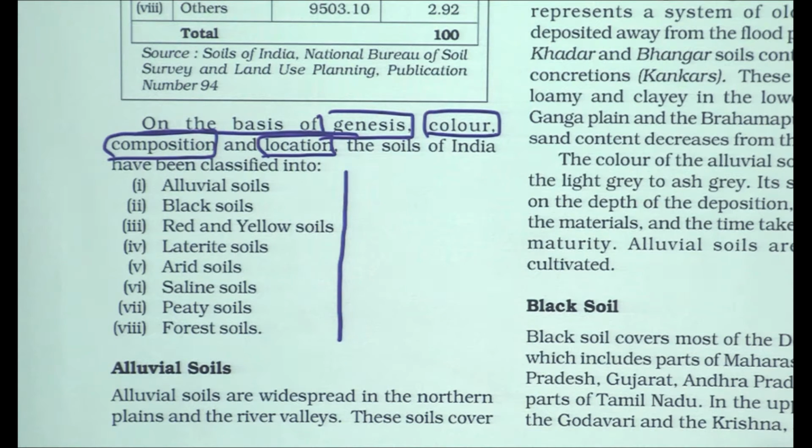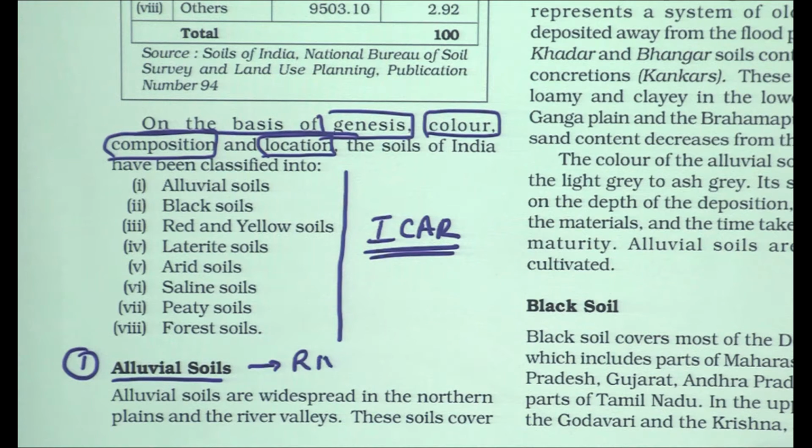Four bases: genesis, color, composition and location. We are identifying 8 different types of soil, and it is the most followed ICAR classification. And we want to learn each soil type one by one, and while learning it, we will try to rope in the names of the United States Department of Agriculture also. So, the first and foremost soil type of our country is alluvial soil. The genesis of alluvial soil is river deposits.